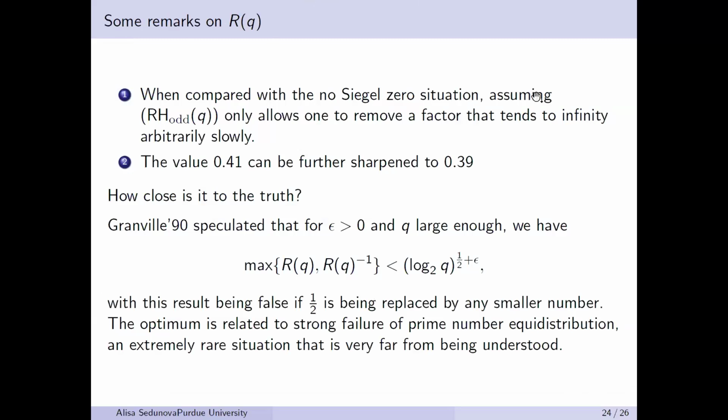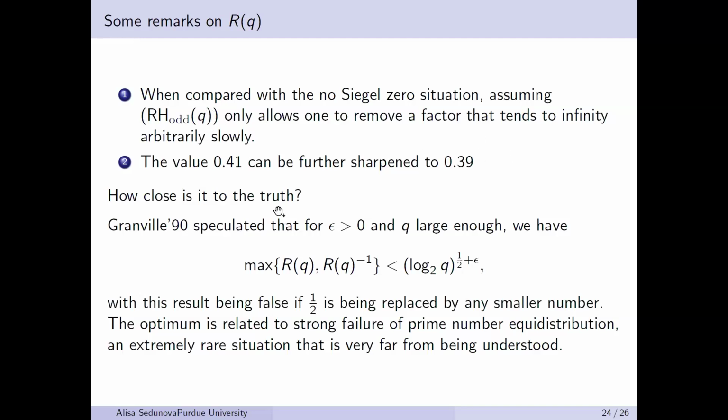So when we compare to the no Ziegel situation, if we assume Riemann hypothesis for odd characters, and we do believe that it holds, then it only allows to remove small factor. So it doesn't give us much, unfortunately. So it seems that it's not so strong here. And these constants that we get in the conditional situation can be a little bit improved if you are a little bit more careful, but not by much. So this is like the best we can see.